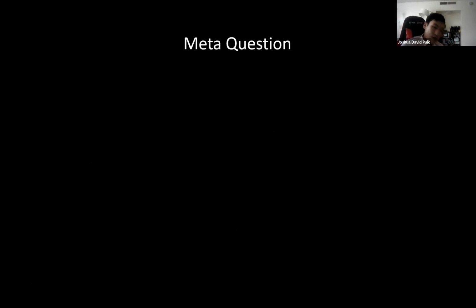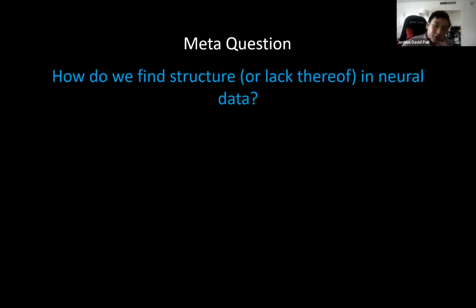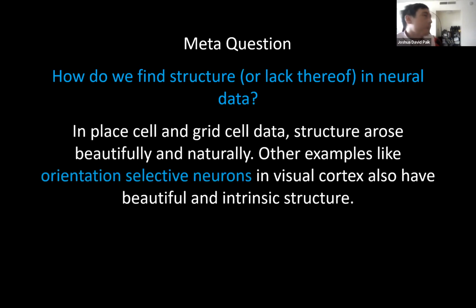So part 2 is motivated by a meta question: how do we find structure, or lack thereof? That's also an interesting question in neural data. I started with this first example of place cells because in place cells there was really beautiful structure, and it just kind of came out naturally, right? And that happens sometimes in neuroscience.